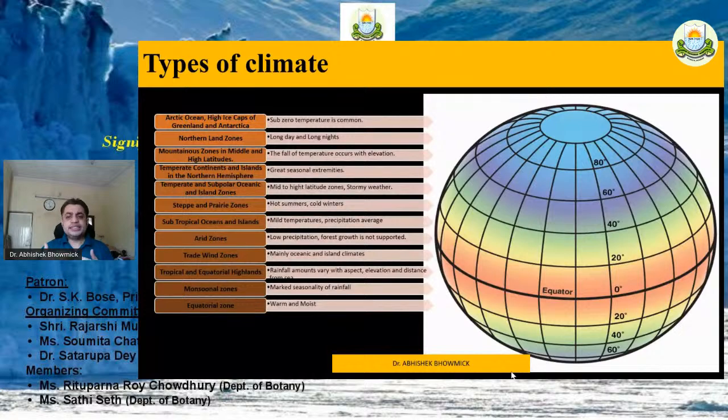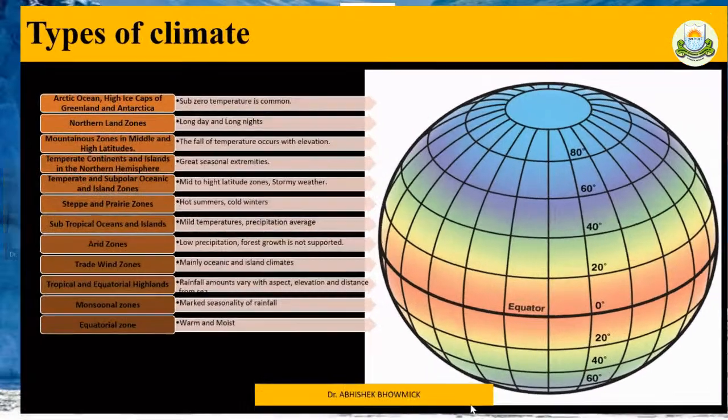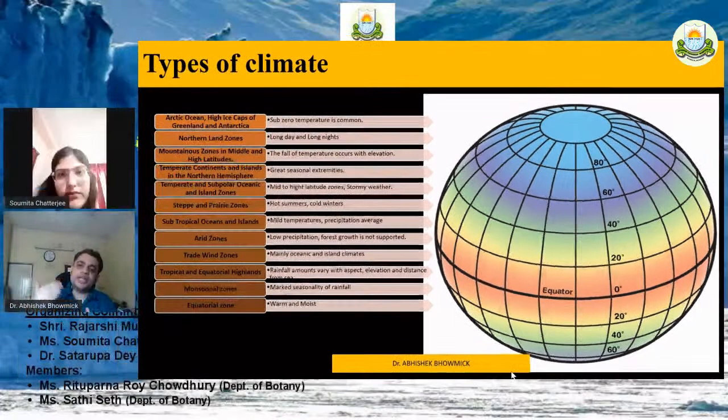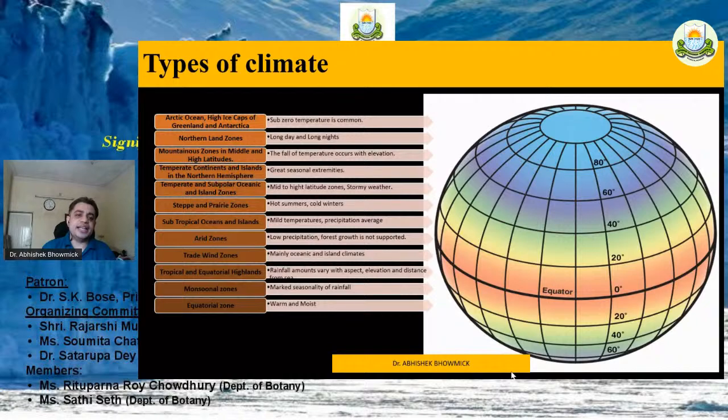Now understand what the climate of the present scenario is, because until we understand the present scenario, we cannot reconstruct the past. Here, I'm not dealing with all these types of climates. What I want to make clear here is the zones. The hottest region is the equatorial zone, and going towards the pole, the temperature gets lower and lower to become sub-zero temperature. It is common in the Arctic Ocean, high ice caps, Greenland, and Antarctica.